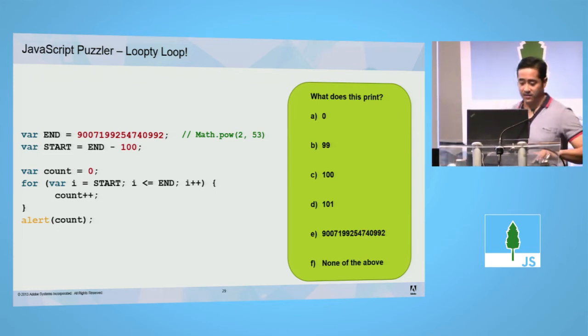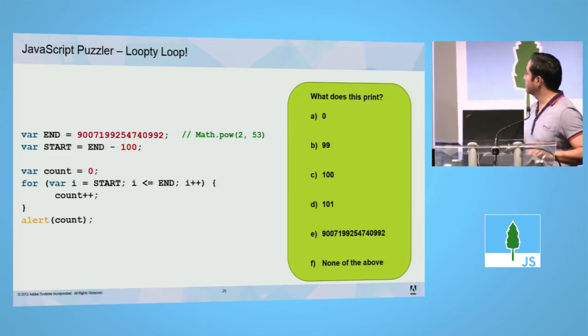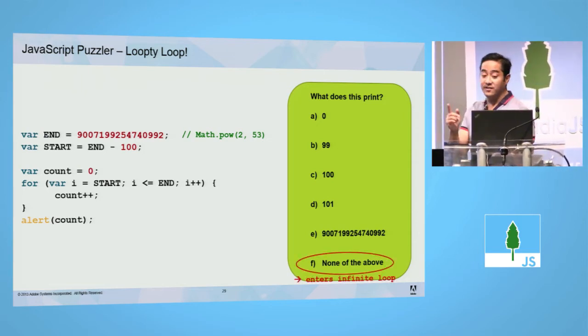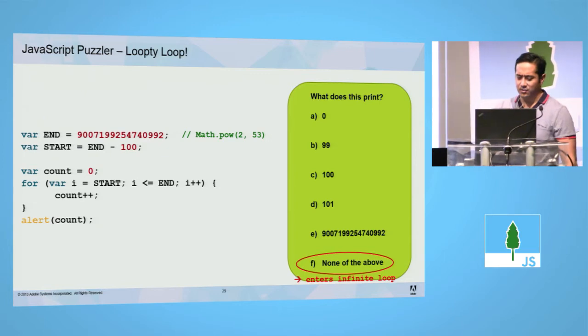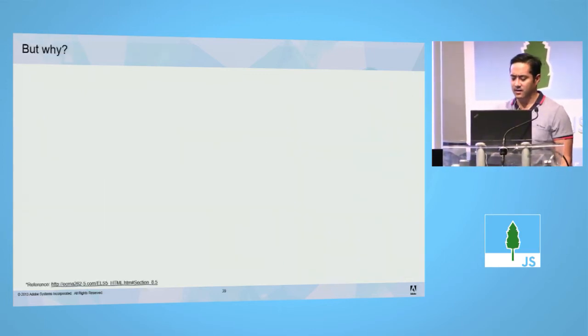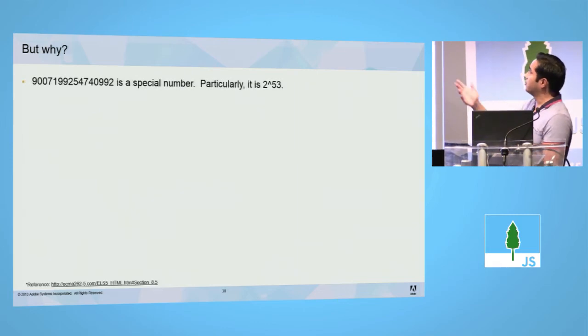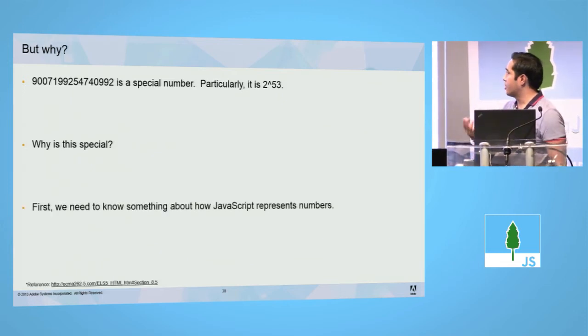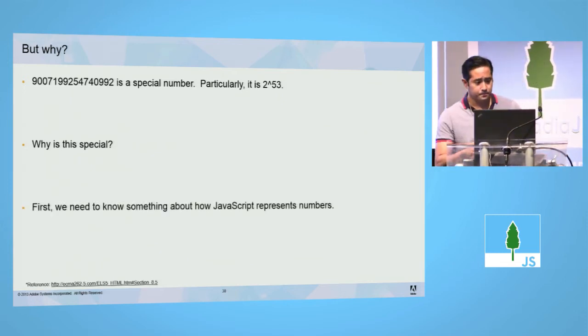So what's the real answer? It's F. So it enters an infinite loop. Why does it do this? Well, to understand this, first, 2 to the 53 is a special number. Why is this special? Well, first we need to understand a little bit more about how JavaScript represents numbers.